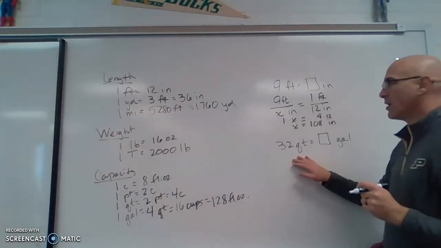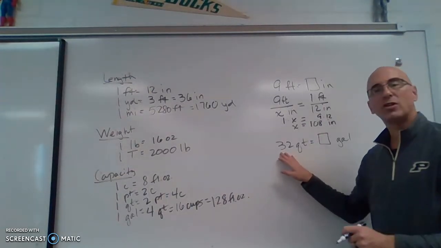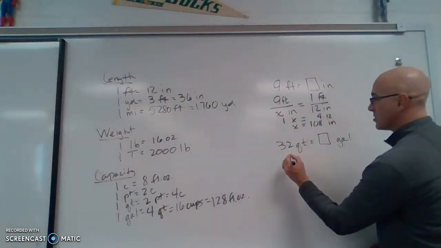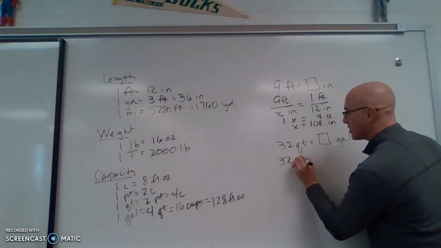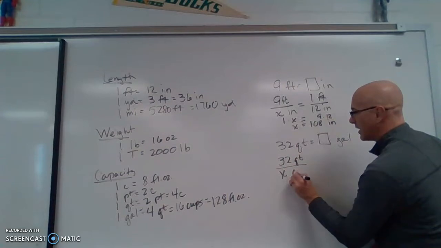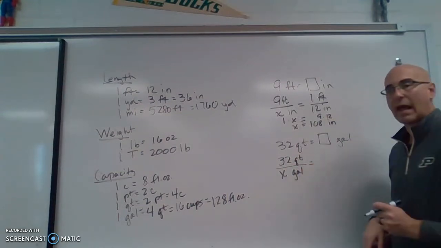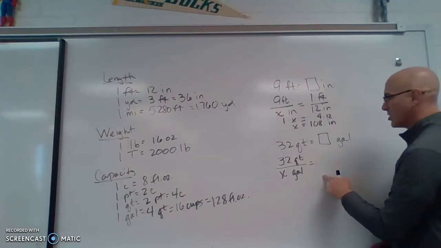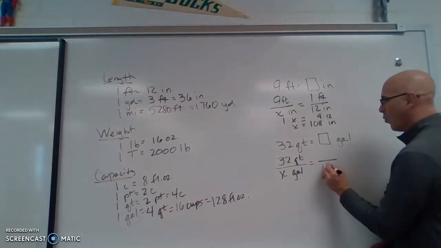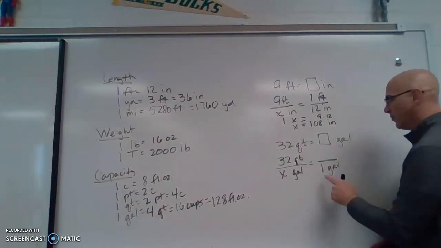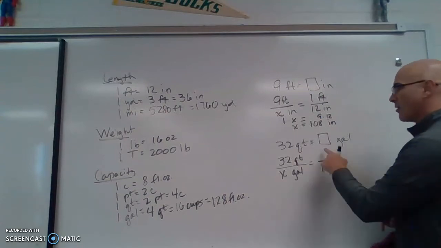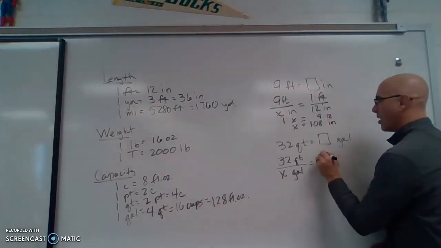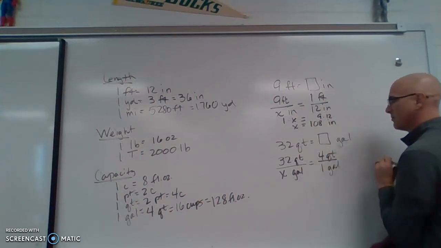We can do the same thing with capacity. We have 32 quarts of something. We want to know how many gallons they are. So I'm going to say we have 32 quarts, and we don't know how many gallons they are. We label that x. We are going to set up another ratio. In 1 gallon, we got to figure out how many quarts. In 1 gallon, there are 4 quarts.